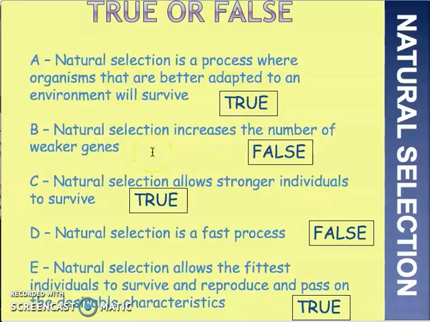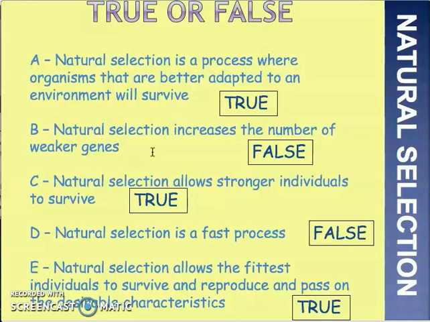Okay, here are the answers then. Natural selection is a process where organisms that are better adapted to an environment will survive. That is true. Part B, natural selection increases the number of weaker genes. That is false. Those weaker genes should be part of the organisms that do die and therefore cannot reproduce and therefore cannot pass on their genes or alleles.